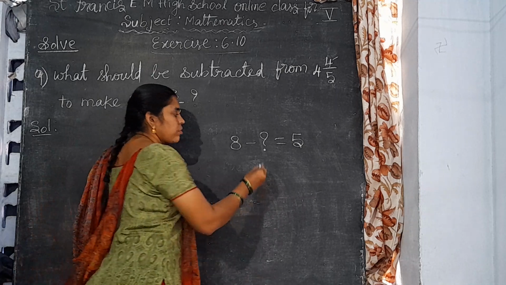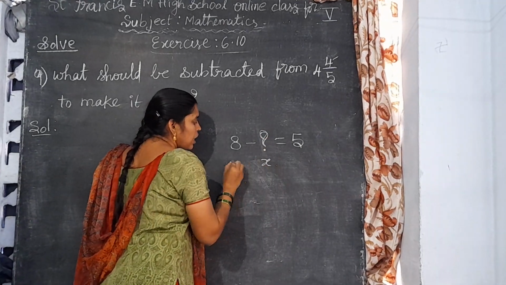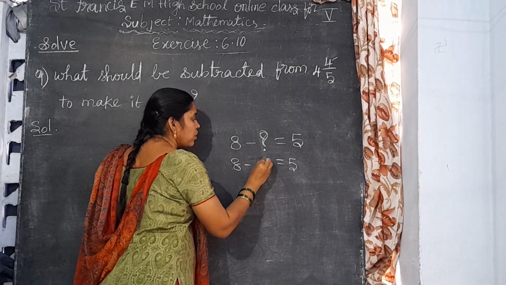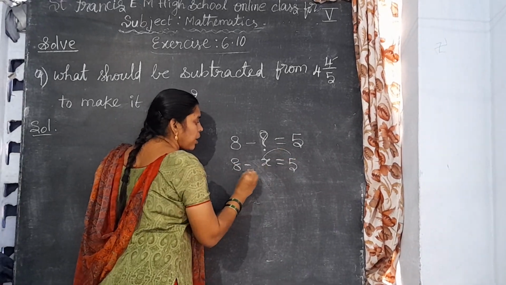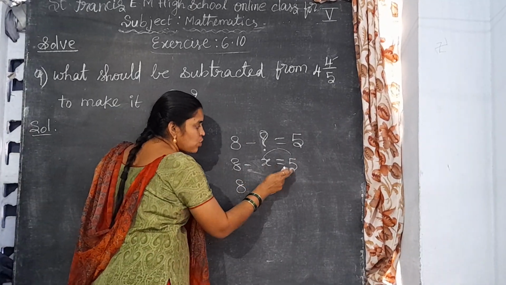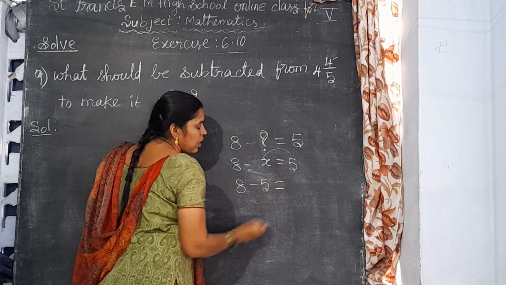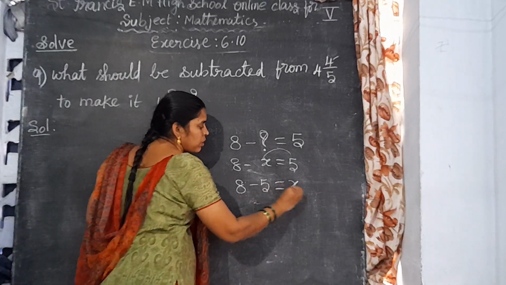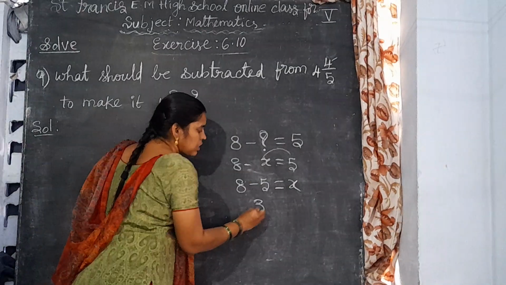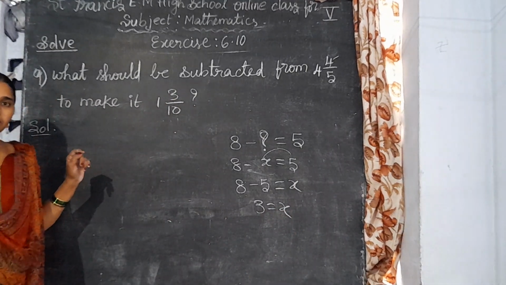Right, 3. That means this unknown number you think as x, then 8 minus x is equal to 5. Now you take that x, this negative number, it goes to that side and takes positive, and this positive number, if you bring it this side, it takes negative. So 8 minus 5 is equal to x. That is 3. So x value is 3. Okay?